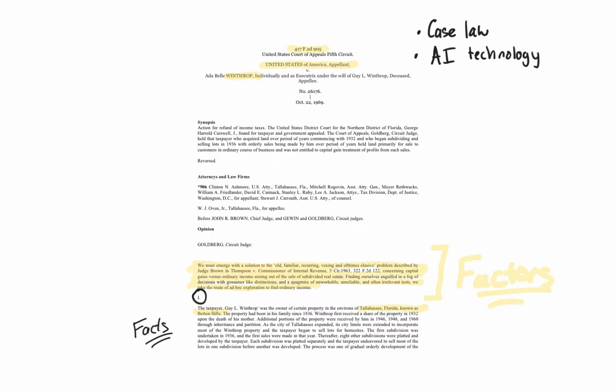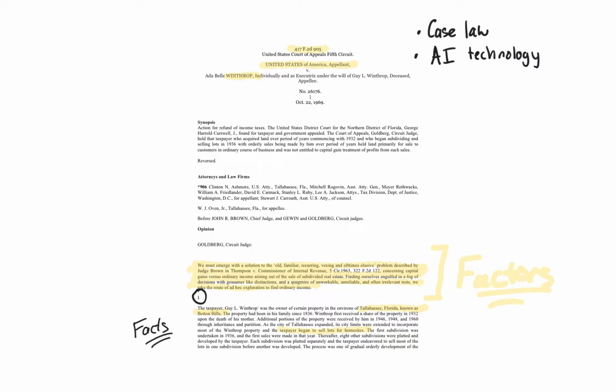As the city of Tallahassee expanded, its city limits were extended to incorporate most of the Winthrop property, and the taxpayer began to sell lots for home sites. That's very important. We're dealing with looking at our facts, our factual situation and issue of Calvin client. We have to look and see what can be related to ours.